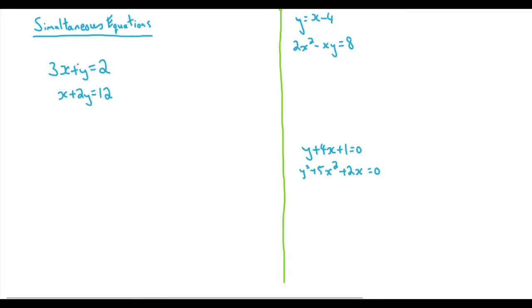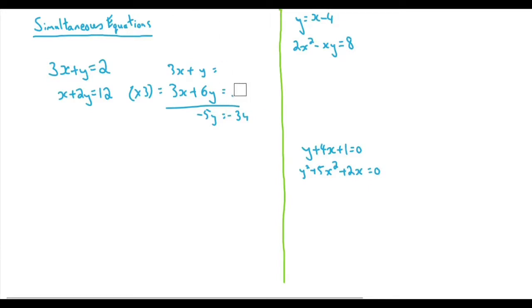Now, if you were given something like this, what you're going to do is make one of the letters the same as each other. So let's say we made the x the same. You can times this second equation by 3, and that will get you 3x plus 6y equals 36, with the original equation still on top. And you could minus these equations from each other. So 3x minus 3x is 0, y minus 6y is minus 5y, and 2 minus 36 is minus 34. You then divide by the minus 5 and you get a y value, and you can substitute that y value back into the original to get an x.